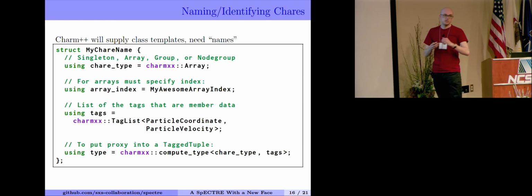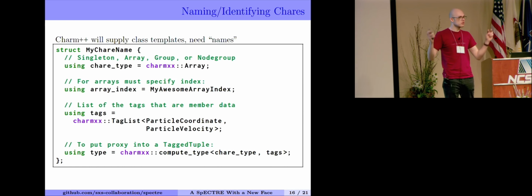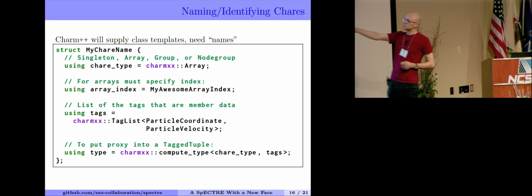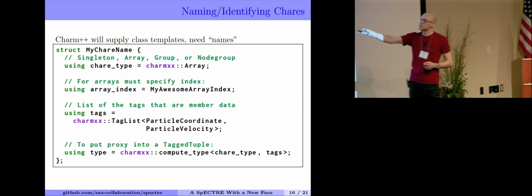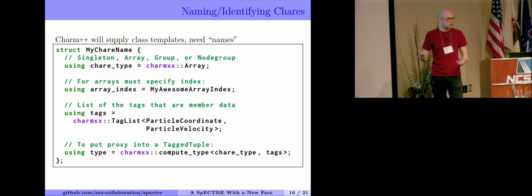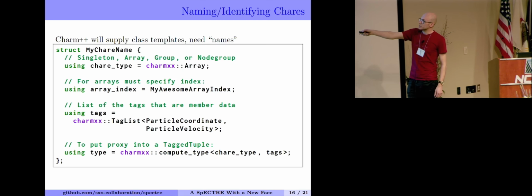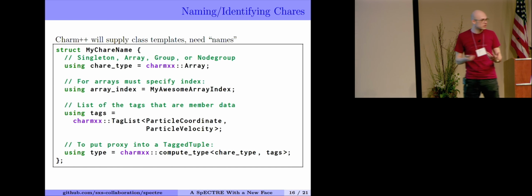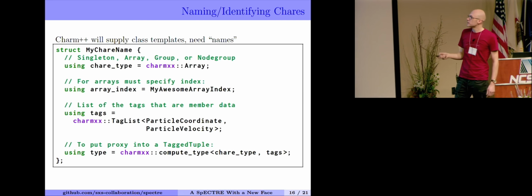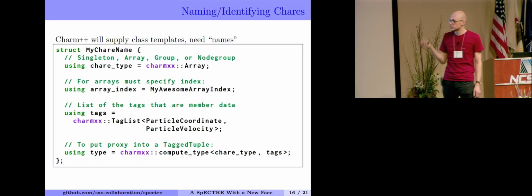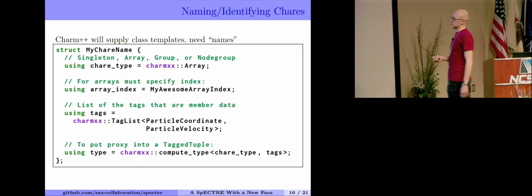And if Charm++ only supplies one type, a chare, and it takes just template parameters, then the name will effectively be the template parameter. So I can write something called my chare, and here I said my chare name. So this is the name of the object. And then I give it some properties. The first property is: is it a singleton, an array, or a node group? You set that inside here. For arrays, you also have to specify an array index. In this case, it's my awesome array index, because it's just that awesome, right?